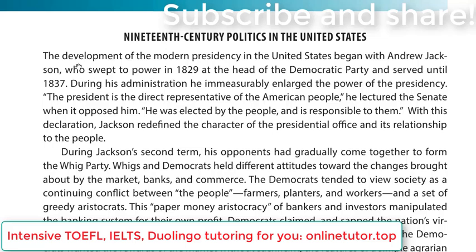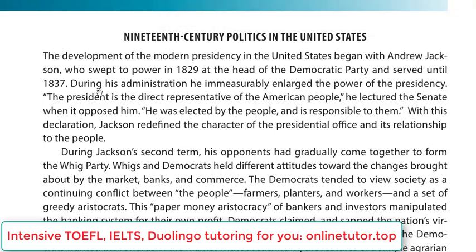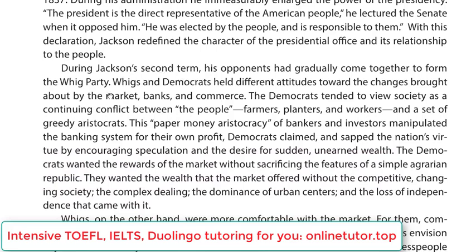Okay, let's start. The development of the modern presidency in the United States began with Andrew Jackson, who swept to power in 1829 at the head of the Democratic Party and served until 1837. During his administration, he immeasurably enlarged the power of the presidency. The president is the direct representative of the American people, he lectured the Senate when it opposed him. He was elected by the people and is responsible to them. With this declaration, Jackson redefined the character of the presidential office and its relationship to the people.